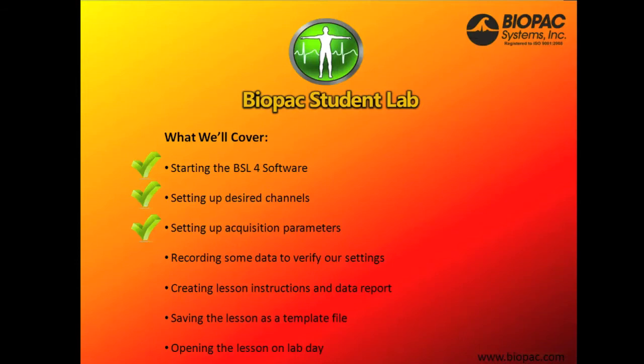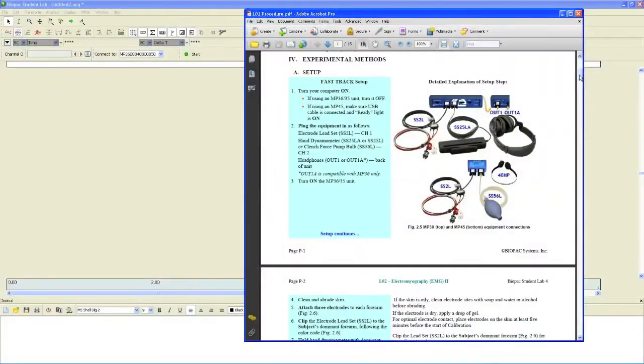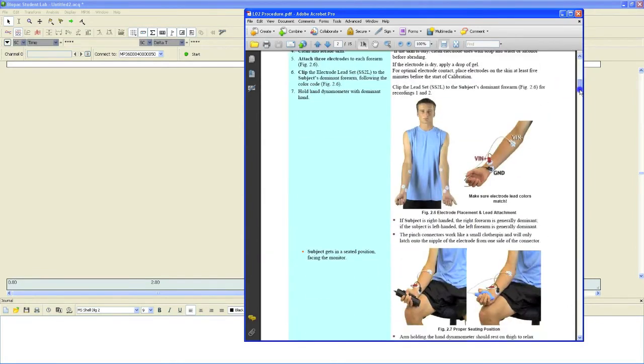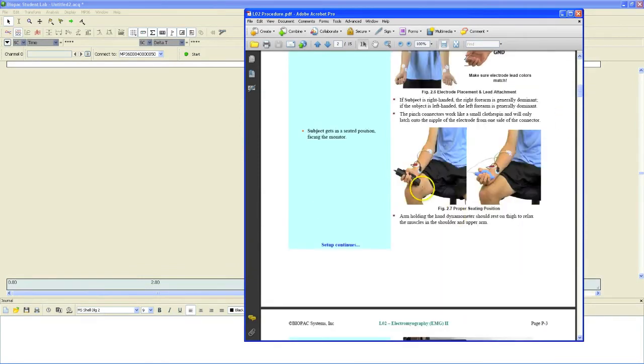Now that we've set up our acquisition parameters, let's record some data to verify our settings. Our system is set up similar to this picture here from the Lesson 2 procedure. We have the SS2L for our EMG plugged into channel 1, and an SS25LA hand dynamometer plugged into channel 2. We're going to set up our electrodes similar to this, with our red lead, black lead, and white lead connected to the subject as shown. Then, we'll have our subject grip the hand dynamometer and record a few clenches to verify our settings. Let's do that now.